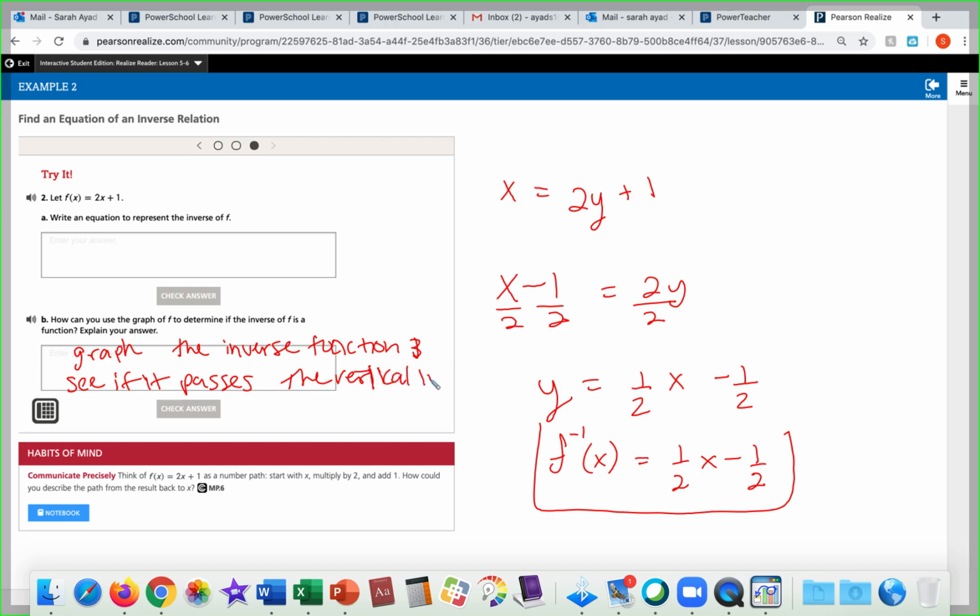Remember, if you draw a line at any point in the graph and it goes through more than one point, then it is not a function, right? Because that would mean one input has more than one output.